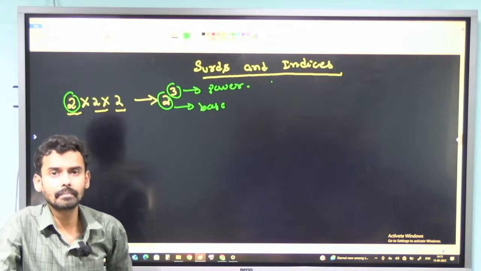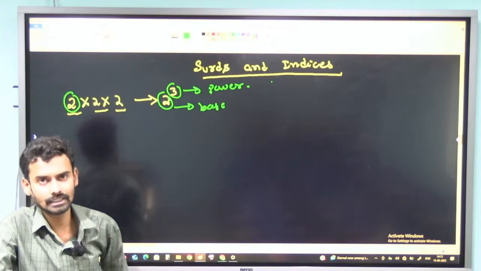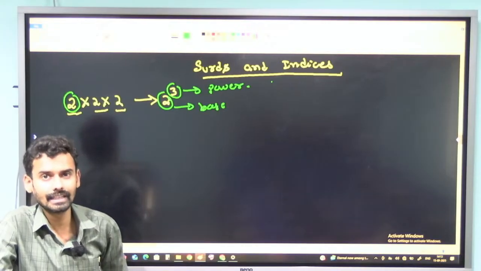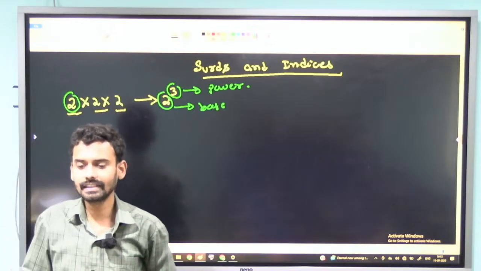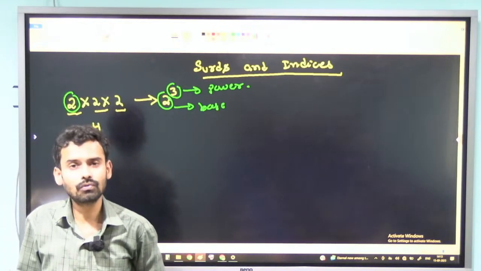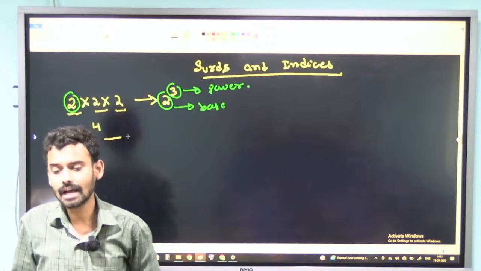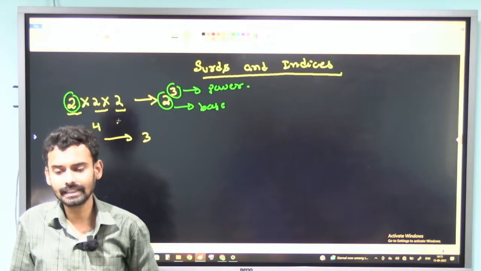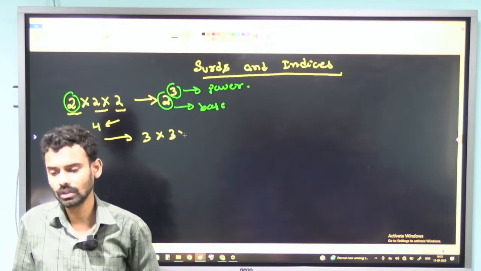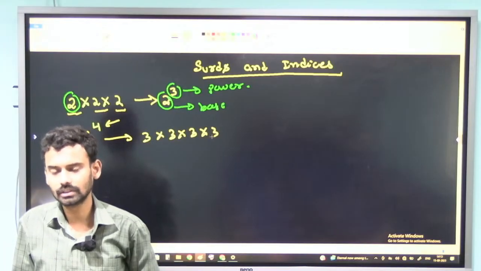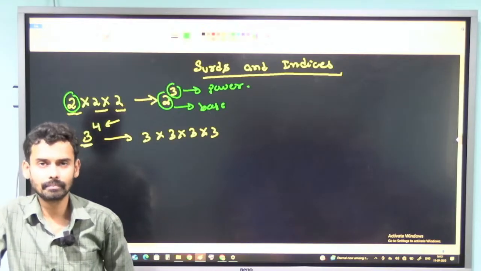The number we are multiplying repeatedly is called the base, and how many times we are multiplying that number is called the power. For example, suppose I say 3 to the power of 4. 3 is the base, so how many times will I multiply 3? I will be multiplying 3 four times. So it is 3 into 3 into 3 into 3. This is what the meaning of power is.